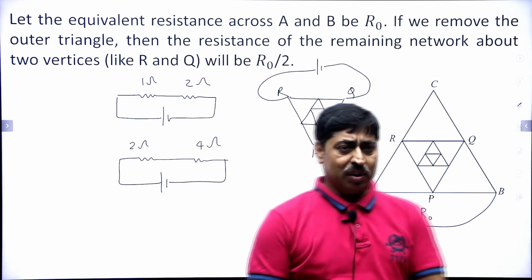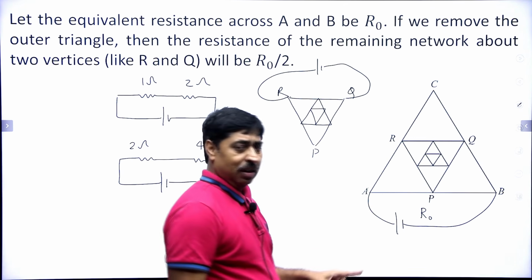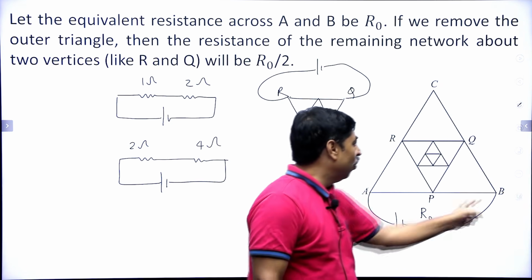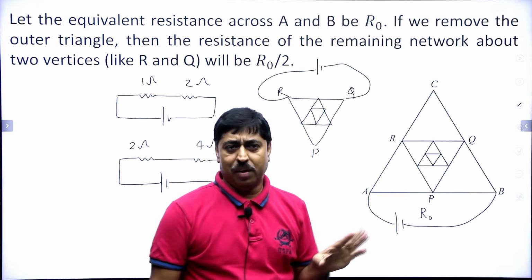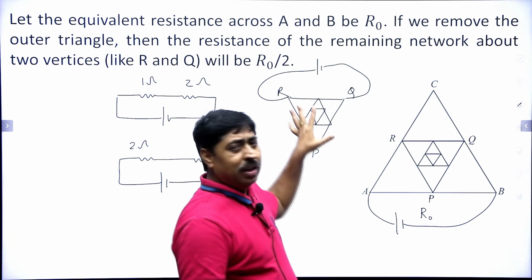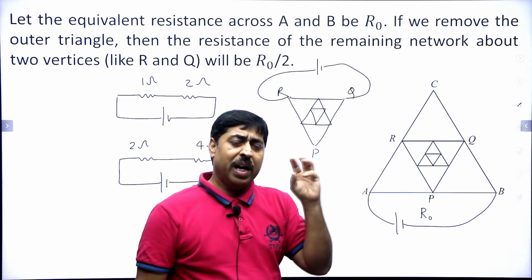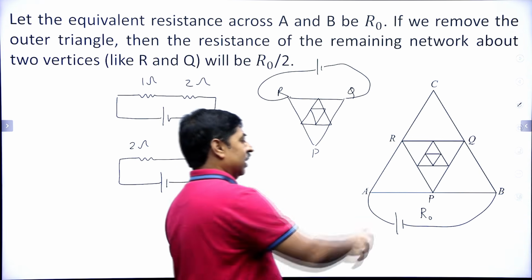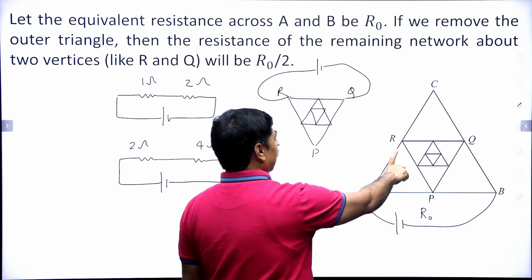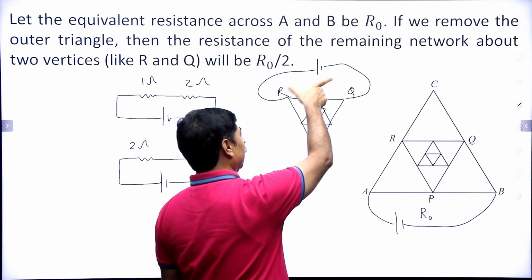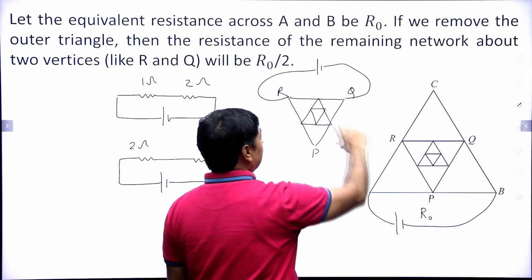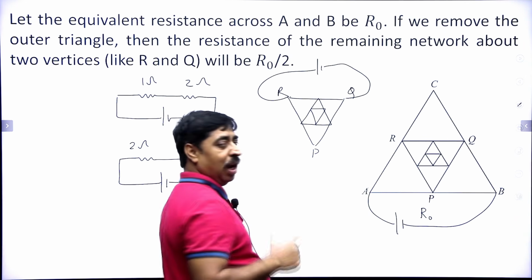So, if you get this concept, then you must understand that if the equivalent between A and B is R naught, and if I just remove this outer triangle, then the circuit basically remains the same because there are infinite number of embedded triangles. But what is happening, if resistance of this side is R, then resistance of this side or this side is R by 2.